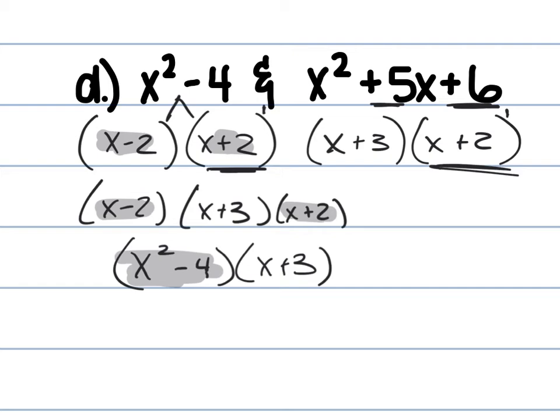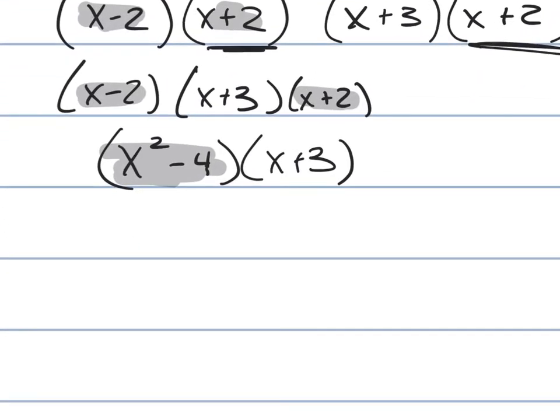Let's do that. How do we do that? FOIL. First times first. What do I get when I multiply the first term times the first term? X cubed. The outer term times the outer term, what do I get? 3x squared. Inner term times inner term. Last times last. Anything we can combine? Nope.